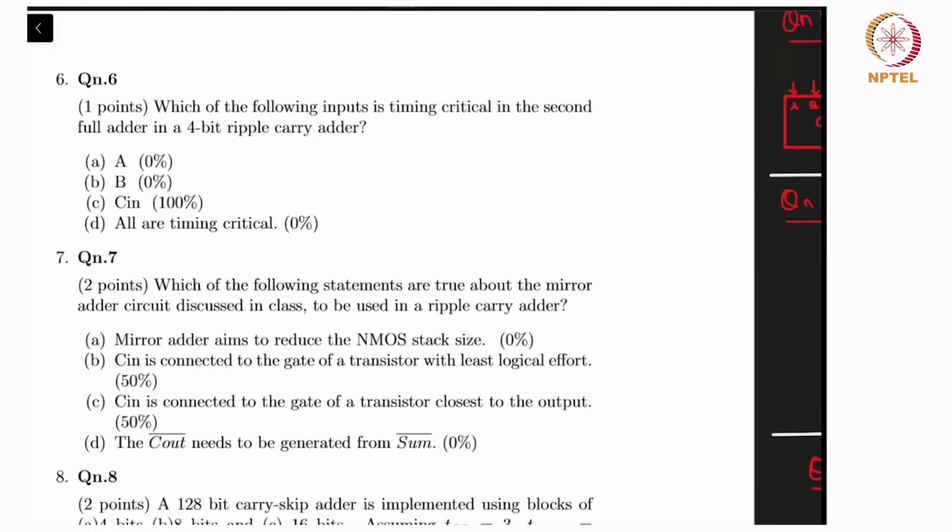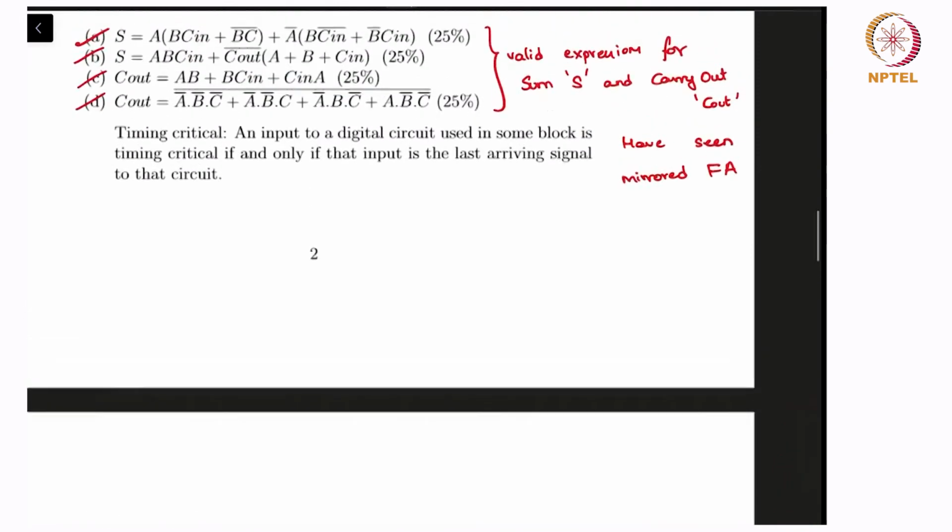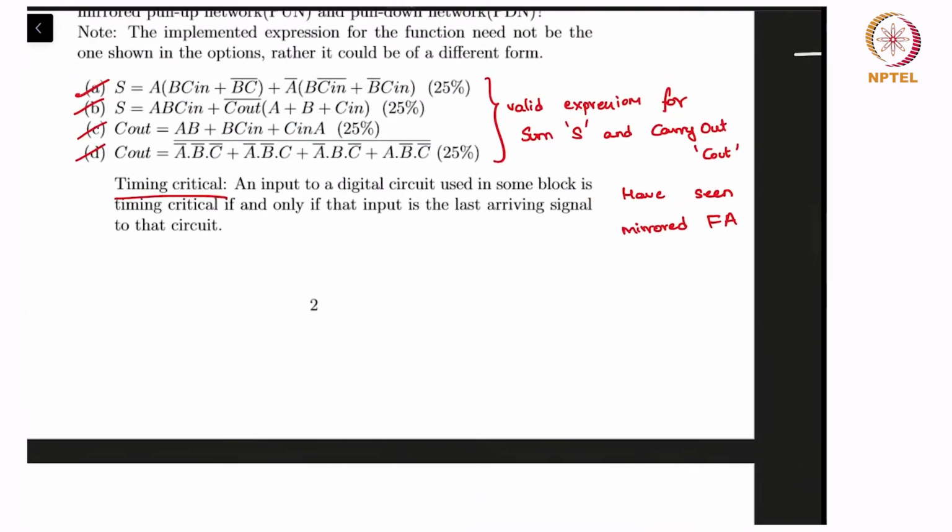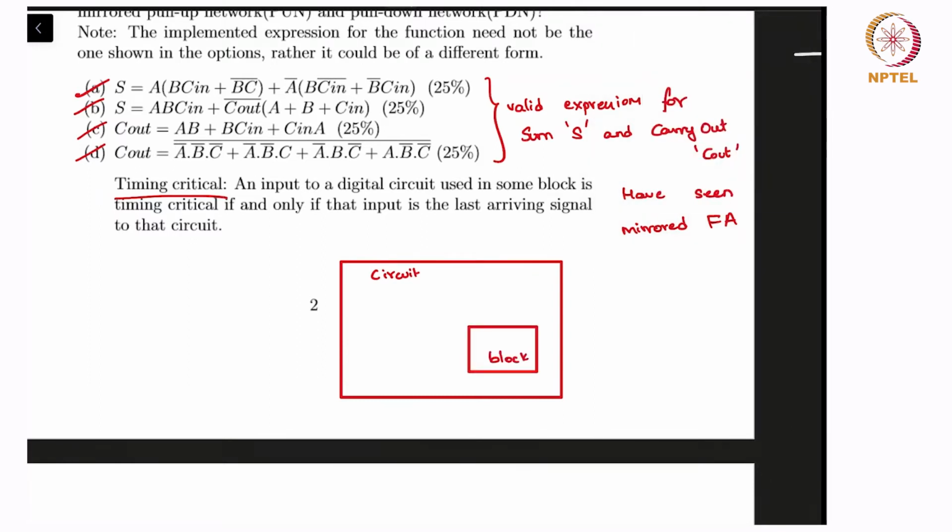Which of the following inputs is timing critical in the second full adder in a 4-bit triple adder? Right, so the timing critical definition is here. An input to a digital circuit used in some block is timing critical if and only if the input is the last arriving signal to that circuit. So let's say you have some circuit in which you have some block, and that block has some input X among other inputs, let's say Y, Z, and so on. This input is timing critical if the signal coming here is the last arriving for this particular circuit, right?